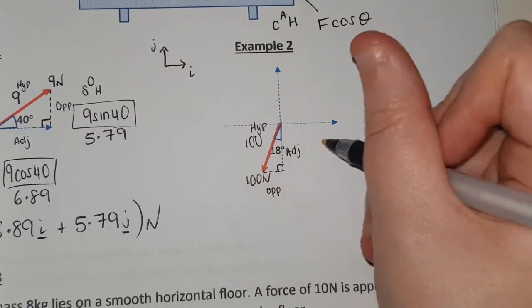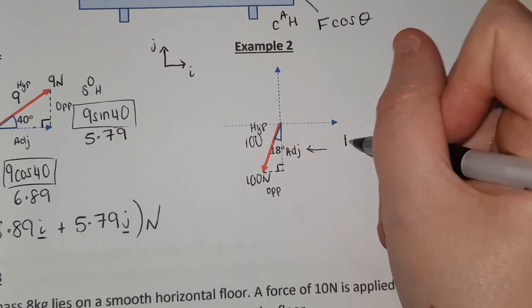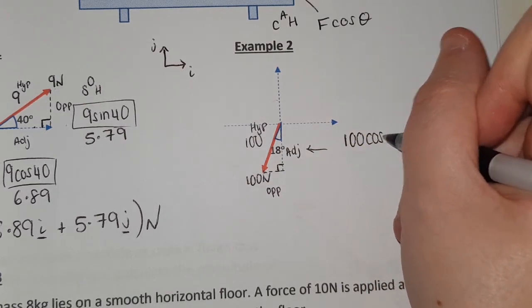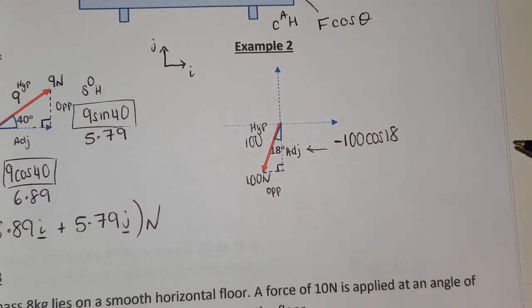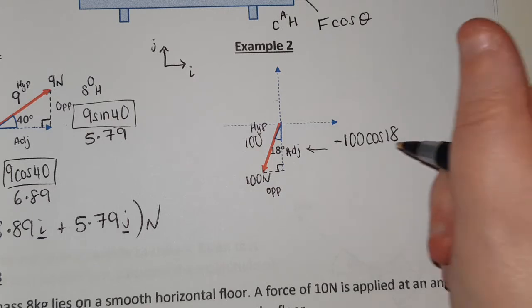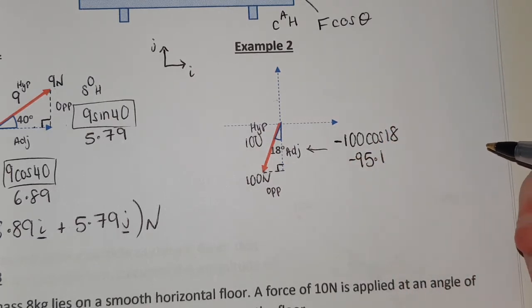So if I want the vertical side, I'm doing adjacent, so that's your cos side again. So I've got 100 cos 18, but as I said, your force is acting downwards, so it's minus 100 cos 18. Which if you type into a calculator is going to give us minus 95.1.